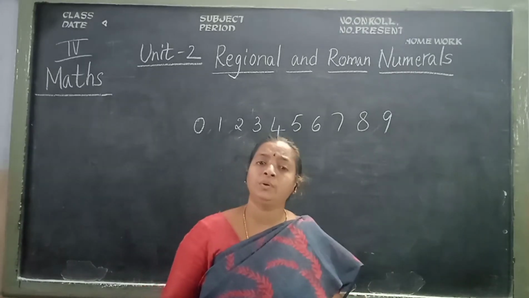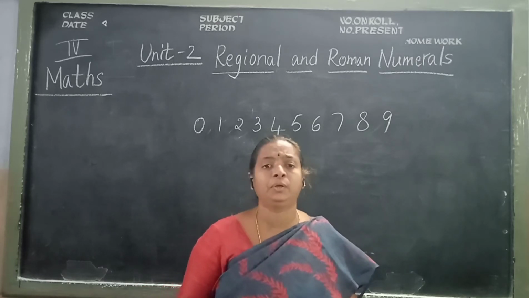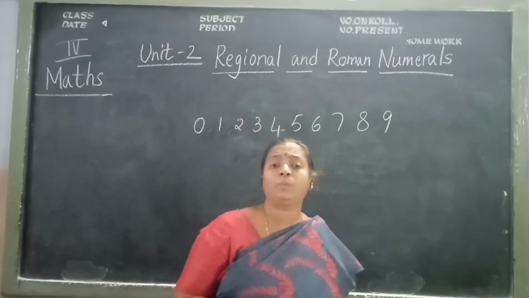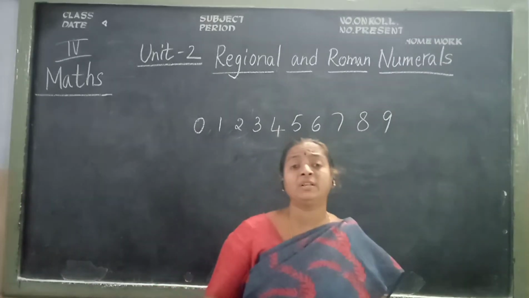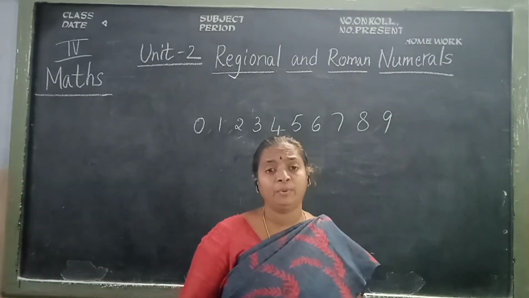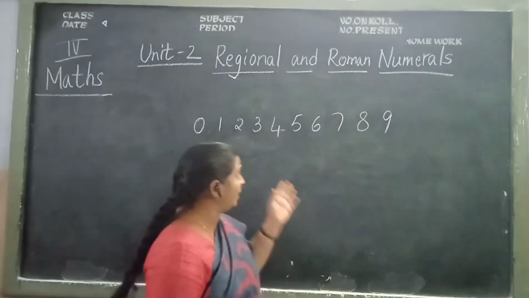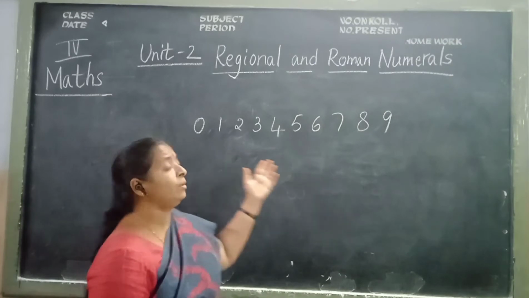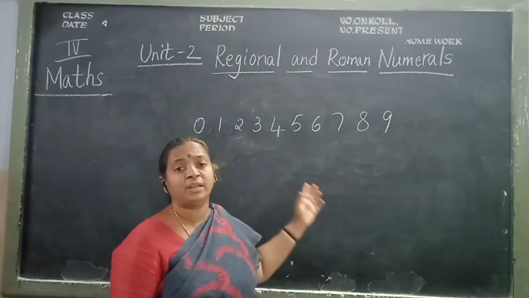See children, today I am going to explain you unit 2. What is the unit 2 lesson name, children? Regional and Roman numerals. You can see what these are, children? 0 to 9 numbers.